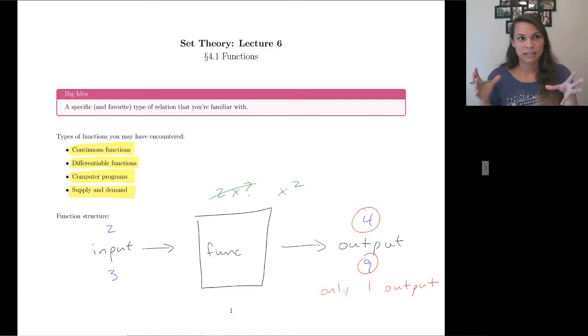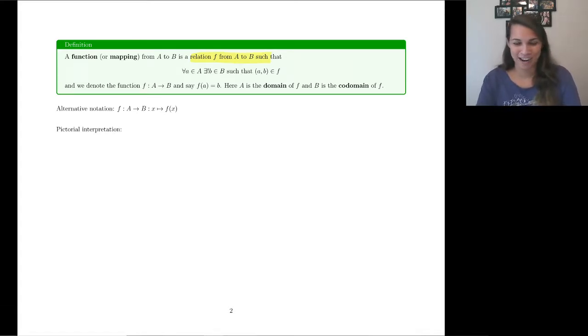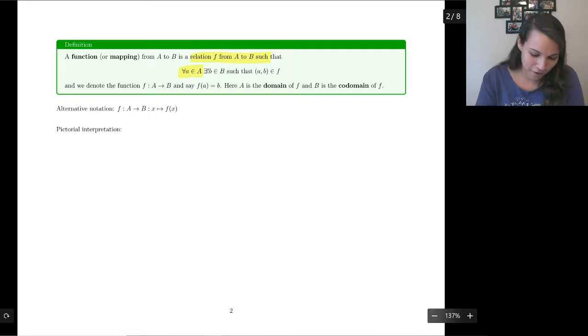And that's the extra qualification that we're going to stick onto relations now. So let's formally define function. A function or a mapping from set A to B is just a relation from A to B, such that, and here we go, scary quantifiers: for all the a's, there exists a unique b such that (a, b) is in f. Let's unpack that really quick.